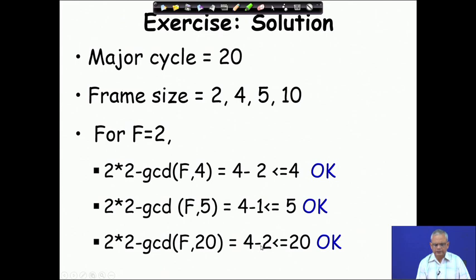So, 2 is a possible frame size, but what about the number of frames that are required by the schedule? The task periods, if you see here, are 4, 5 and 20. So, in one major cycle, the third task will occur once, the second task will occur 4 times, and the first task will occur 5 times. So, 5 plus 4 is 9, plus 1 is 10. So, we need at least 10 frames, and therefore, this just holds for f equal to 2.